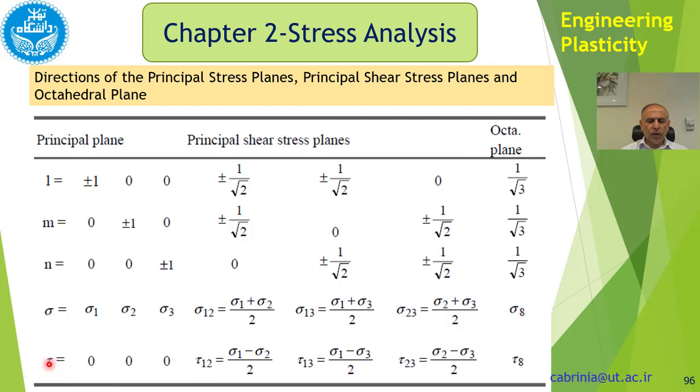And tau, which is the shear stress, obviously on the principal planes we don't have any shear stresses. On the principal shear stress planes, we have these. So in that slide that I showed you, the principal shear stresses, sigma 1, 2 and tau 1, 2, the difference is clear here.